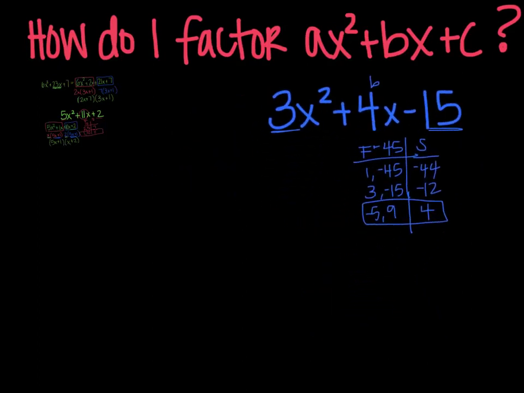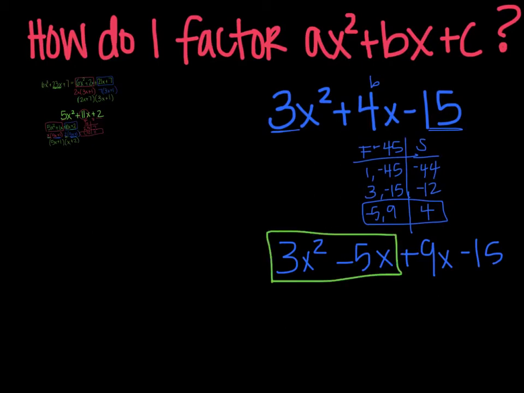So here we go. 3x squared minus 5x plus 9x minus 15. Break it apart here. So chunk this part and this part.